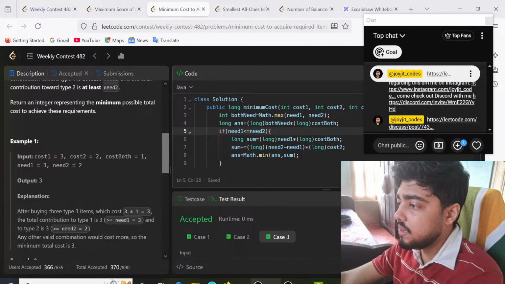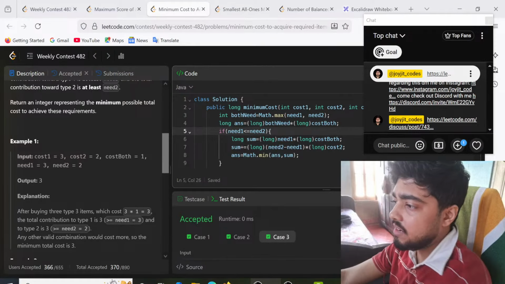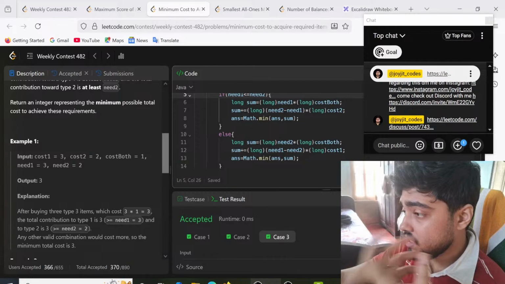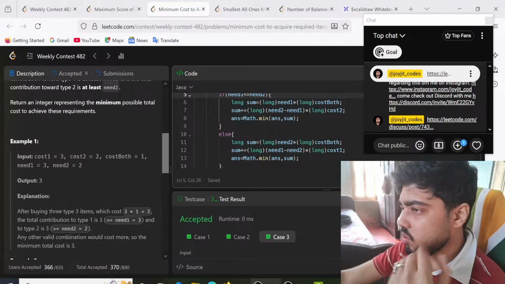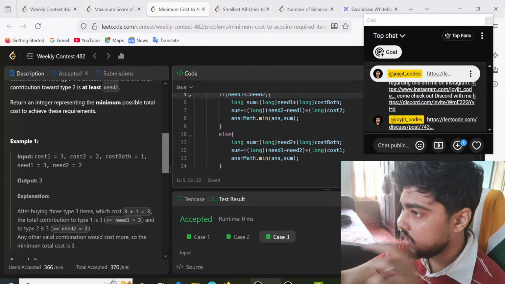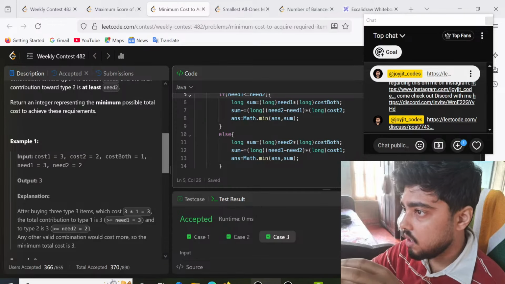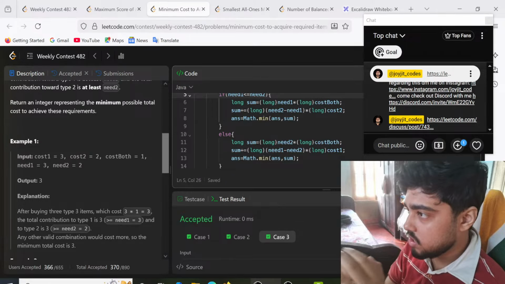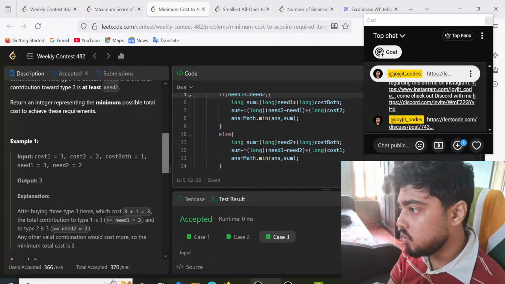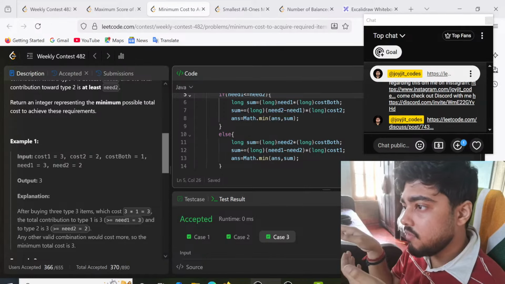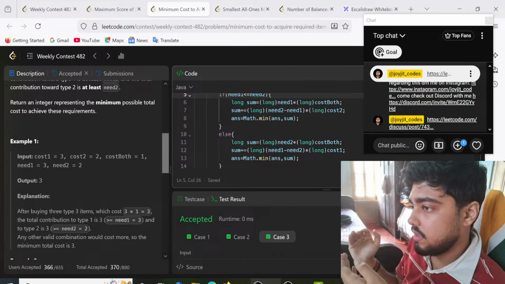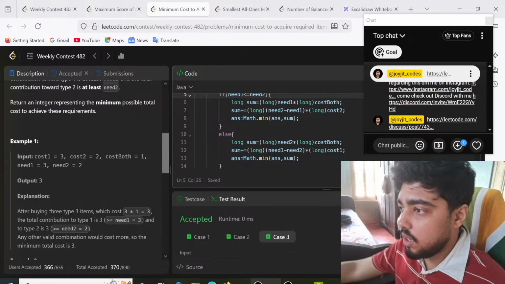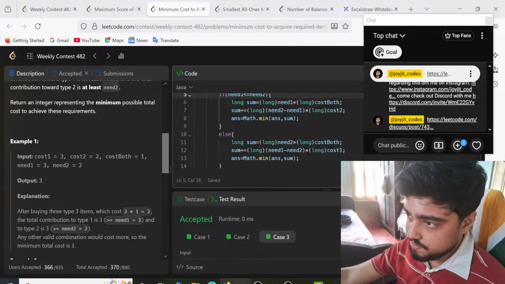So yeah, that's it. So this is the condition need 1 less than equal to need 2. There is another condition, that is need 2 is less than need 1. So in that case, you do the same thing, just reverse need 1 and need 2 and cost 1 and cost 2. That is, you buy need 2 elements using cost both. So need 2 is satisfied and need 1 is partially satisfied. That is, need 1 minus need 2 is still left. That thing you can buy using cost 1. Okay, and you get the answer for this.